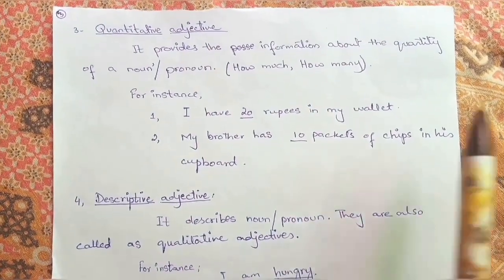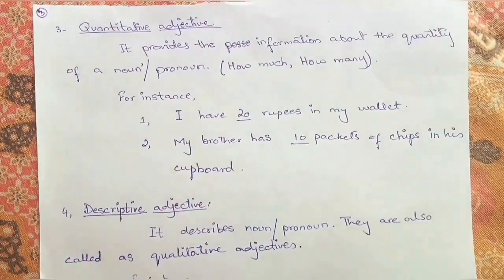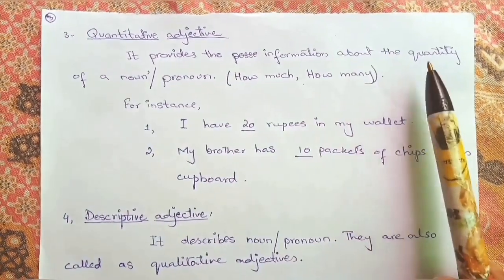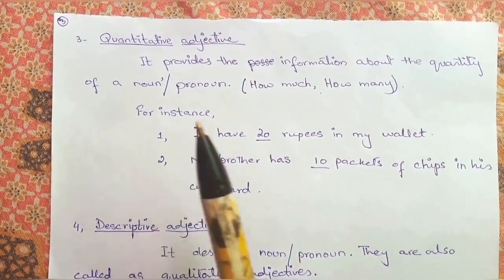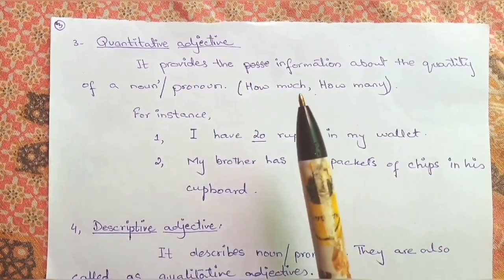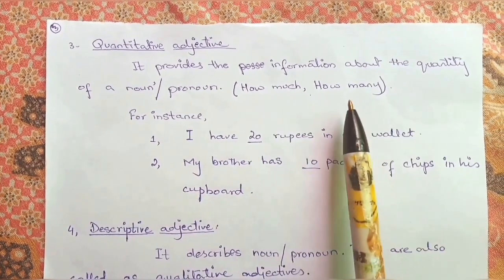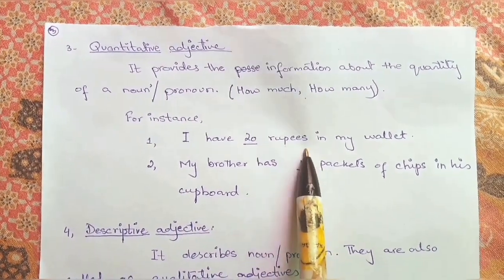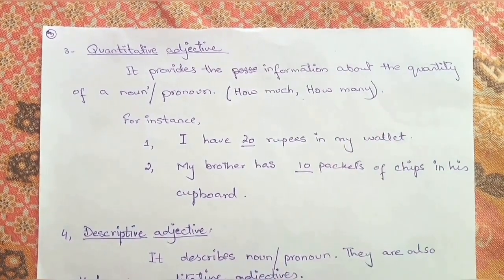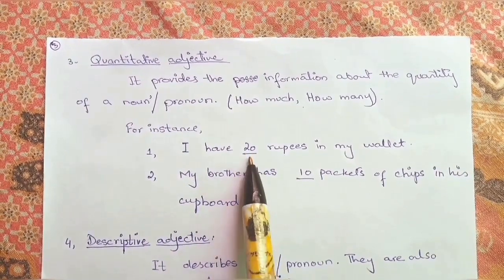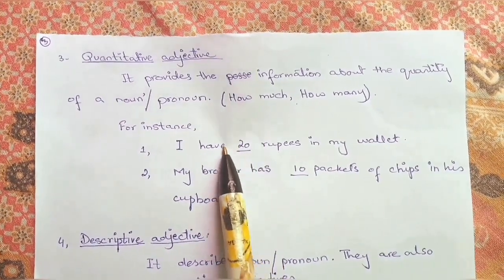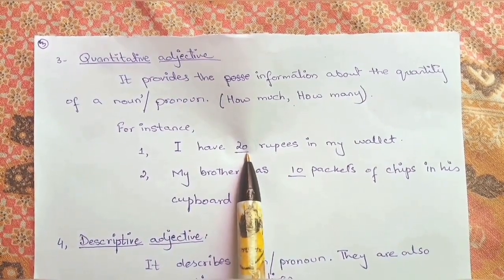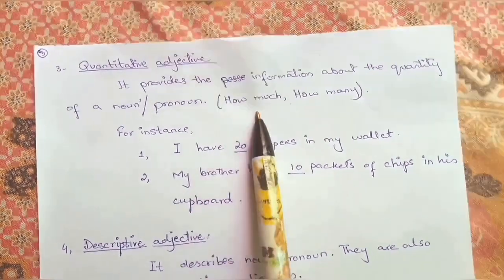Coming towards another kind, which is quantitative adjective. Well, quantitative adjective provides information about the quantity of a noun or pronoun. It tells you how much and how many. For instance, if I say I have 20 rupees in my wallet. So over here in this sentence, the numerical form 20 is telling you the quantity, right?